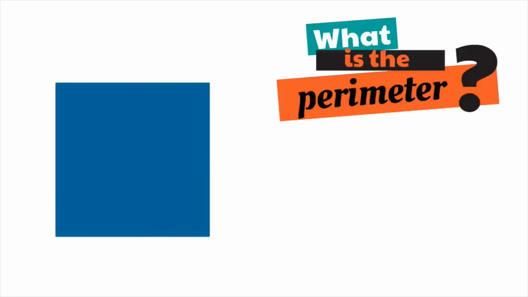Okay, let's try this one. What is the perimeter of this square? First, we need to know how long all the sides of the square are. Then we can figure out the perimeter of the square. Okay, so this is a square. It has 4 sides, and all 4 sides are the same size. Let's pretend we measured it, and each side is 1 yard. Remember, YD is an abbreviation for the distance of a yard. Each side is 1 yard.